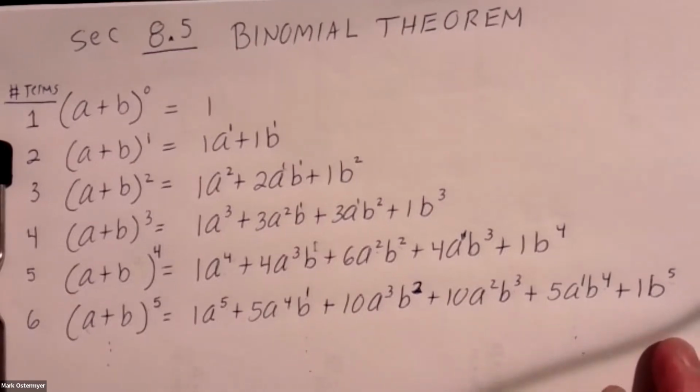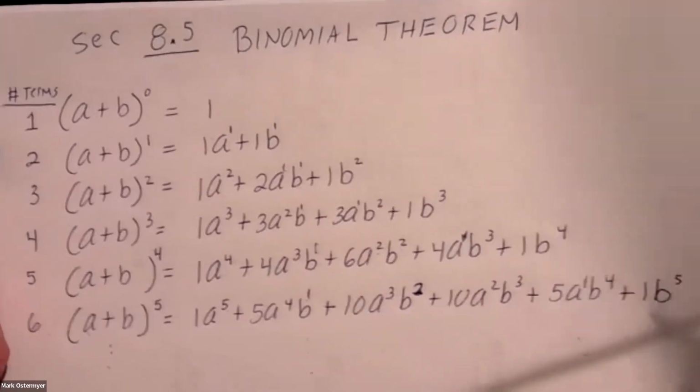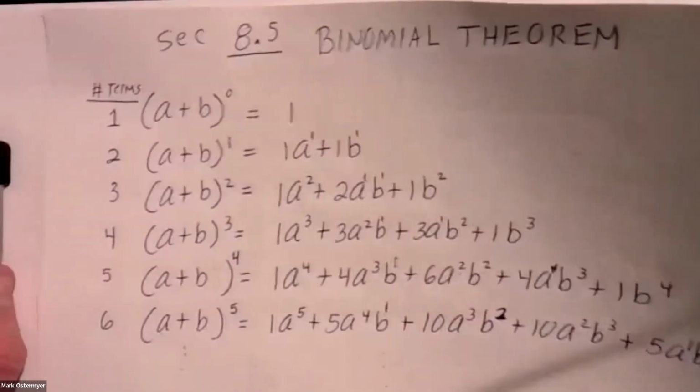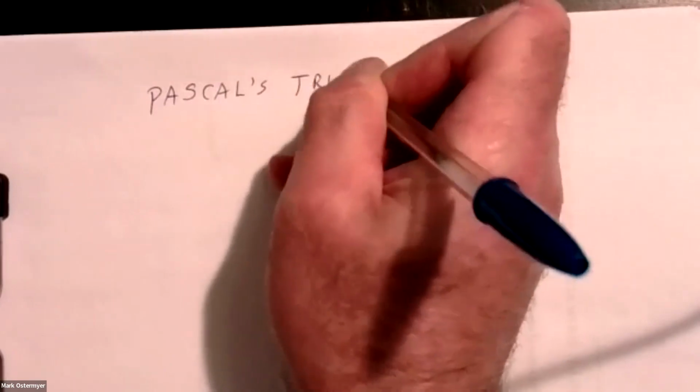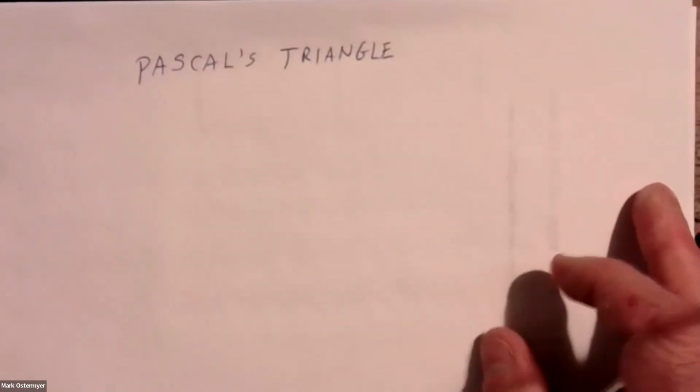All right, now there was a mathematician. His name was Blaise Pascal. He hailed back in the 1600s, and this mathematician came up with a wonderful construction called Pascal's triangle. And this triangle is extremely symmetric and it's very easy to construct.